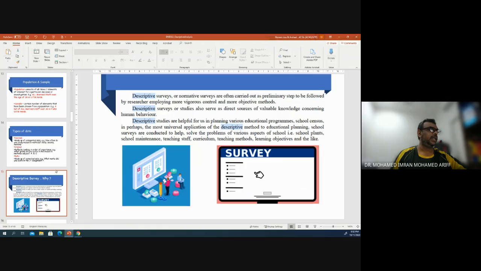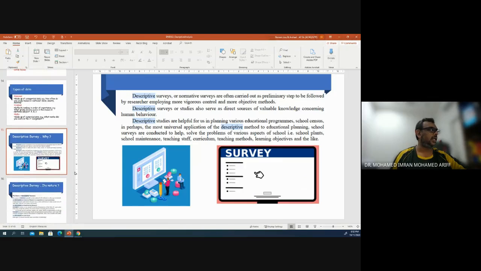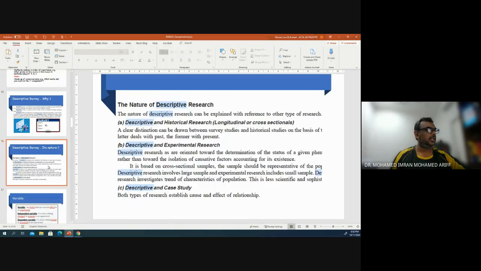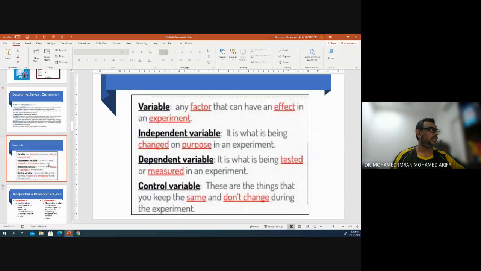Descriptive survey, you can read it, these are only text. And the nature one is also fine, it's nothing much. Okay, alright. Now, variable. So just now we talked about data, so we put that aside. Now we are talking about variable.